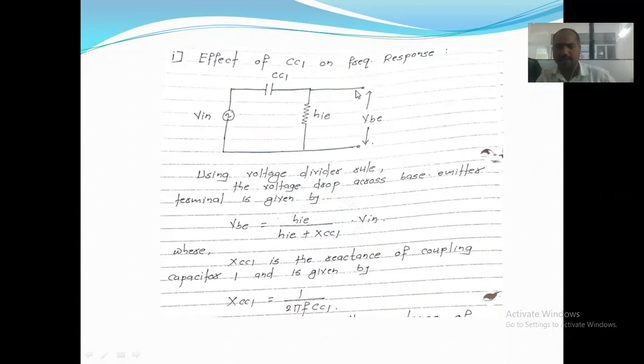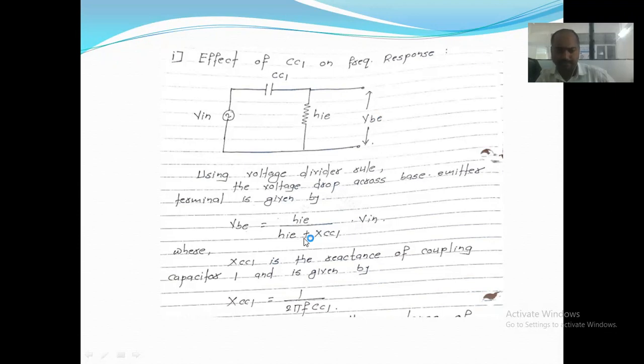After applying this, we have to apply the voltage divider rule to this whole circuit, right? So this acts as a particular component. We apply the voltage divider rule from here: this divided by this plus the capacitive reactance of CC1, right? So it is nothing but Ri divided by Ri plus XCC1 into applied voltage Vin. So VB equals Ri divided by Ri plus XCC1 into Vin. This is the base to emitter voltage, right?